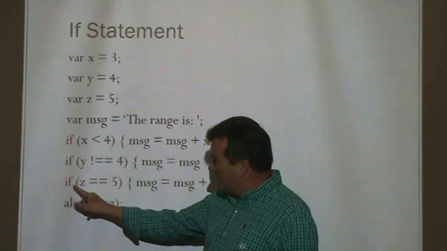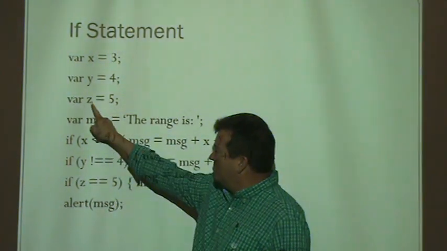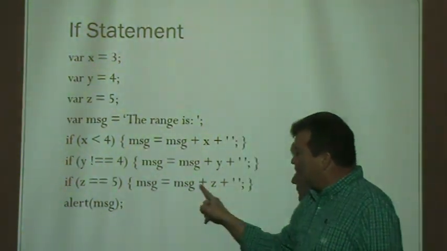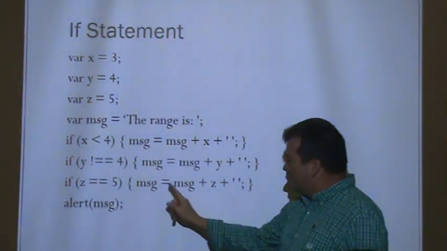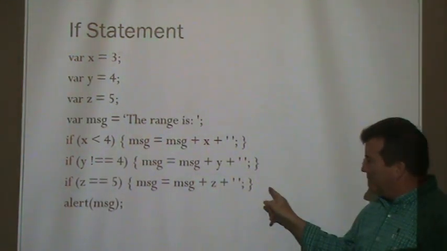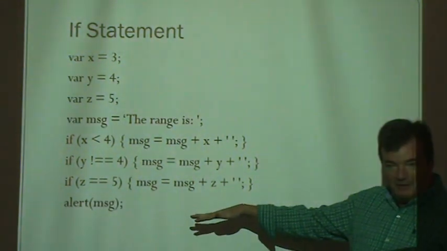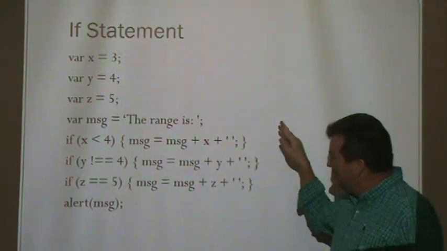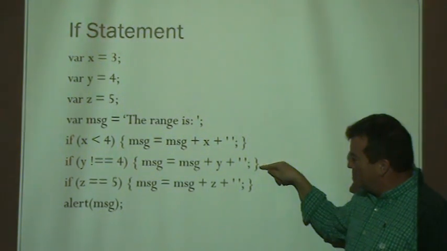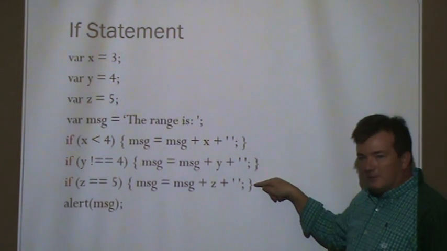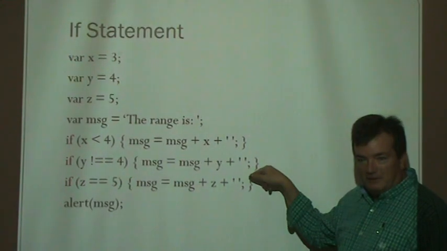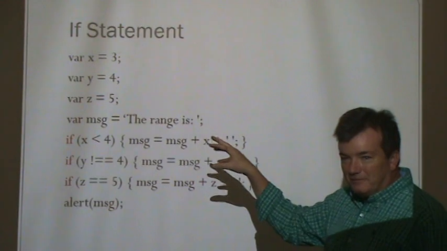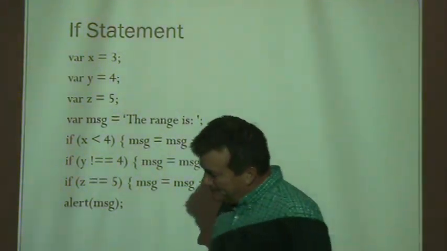Then another if statement, if z is equal to 5, well, it means equal to 5, so this will be a true statement. Therefore, this line of code will run. So the message equals message plus 5. So what would the output of this code be? It would say the range is, this one was true, this one was false, this one was true. What would it say? Range is 3 and 5, right? No 4. 4 would not be.